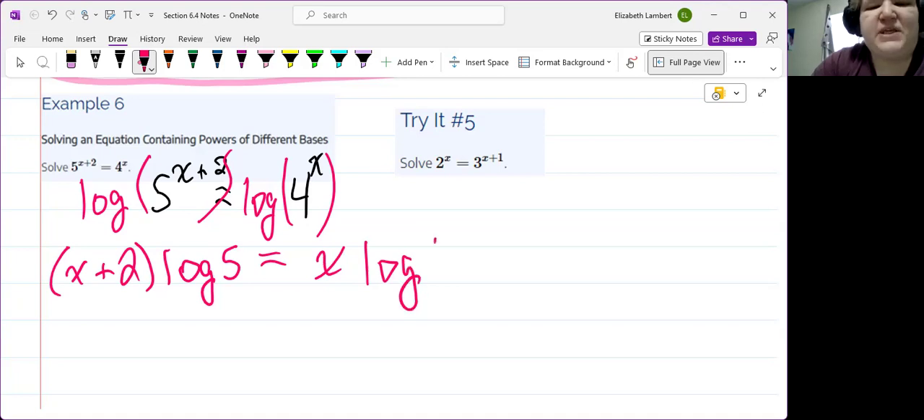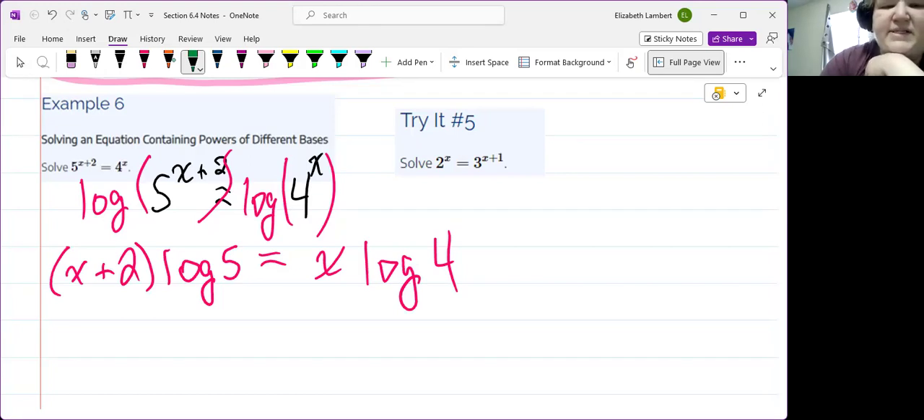The mathematician in me, though, like the more I come up with the decimal, the more I'm rounding, so I tend to not do it as much as possible. So I have x plus 2 times log of 5 equals x times log of 4, because we powered down the x. All right. This looks weird, but we can do this.